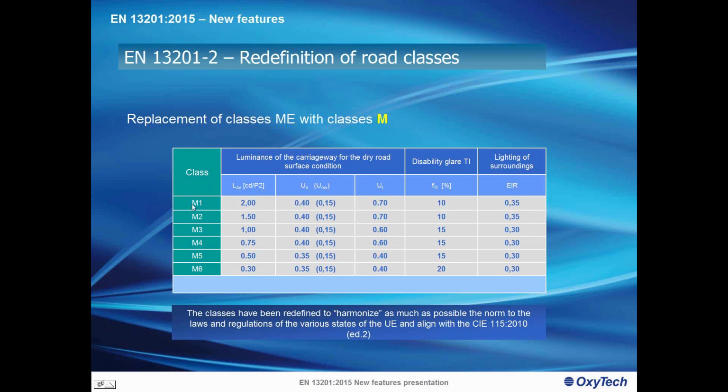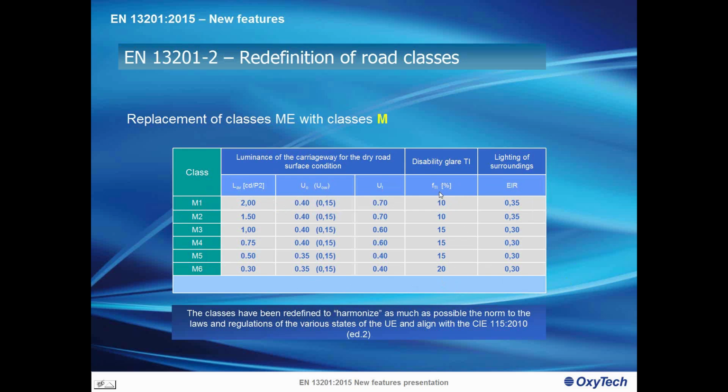So we will have M1 class, and in function of wet or dry conditions, we are going to apply 0.40 for dry conditions and 0.15 for the wet conditions. All the other values are kept absolutely the same. Let's come now to the disability glare. Also here, there was no change in the values.